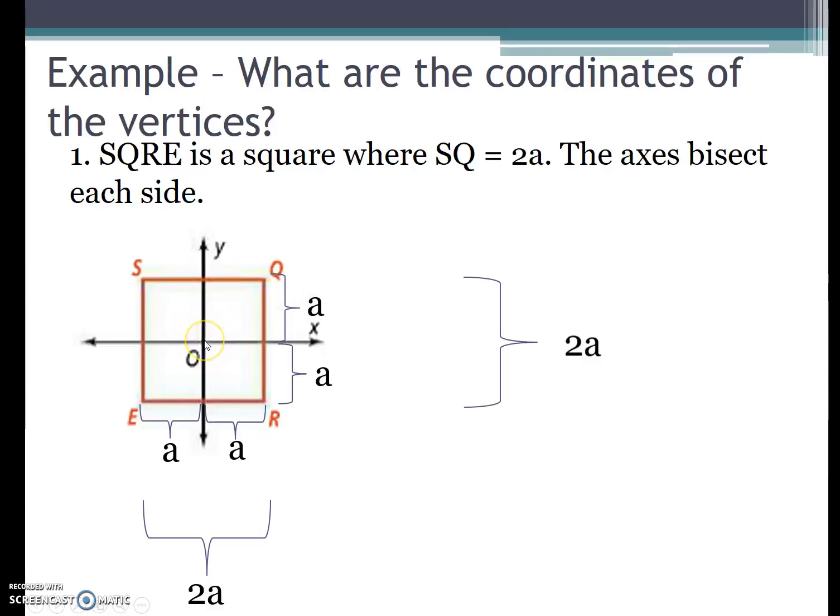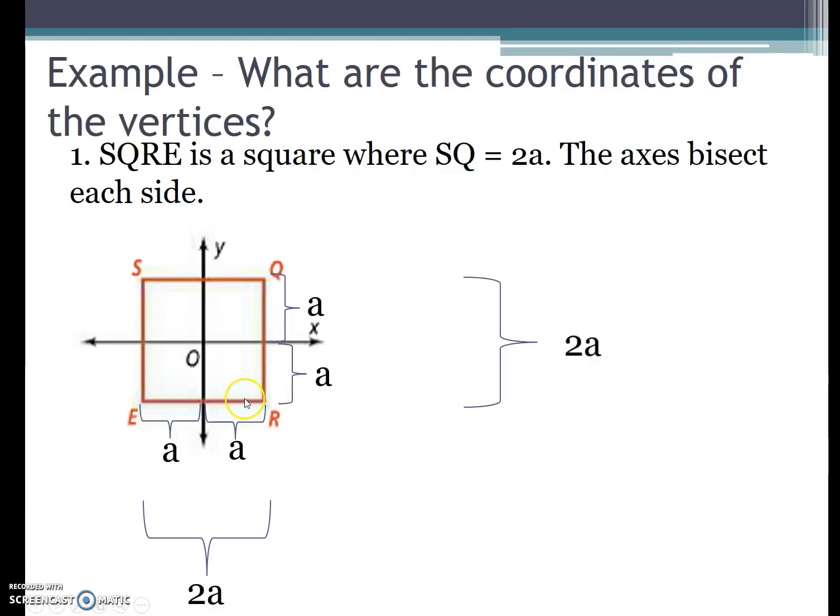Now keep in mind the signs of the x's and the y's as we move to the different quadrants. In quadrant 2, over here on the top left, the x values are negative. So I'm going left a, which means the x value is -a. Same thing when we talk about E. Both the x and the y coordinates are negative. So if I go left a and down a, both of them are negative.